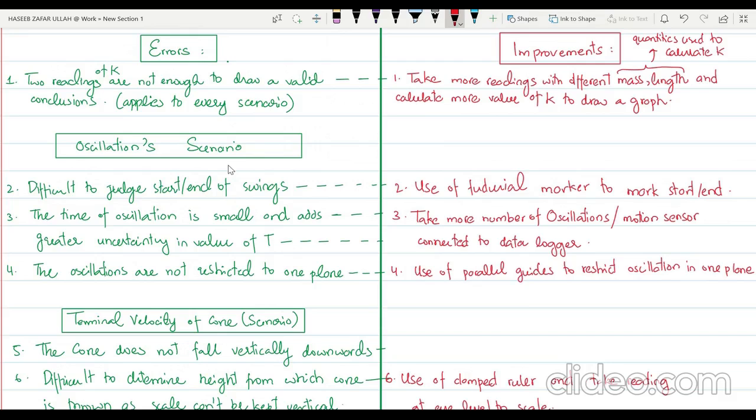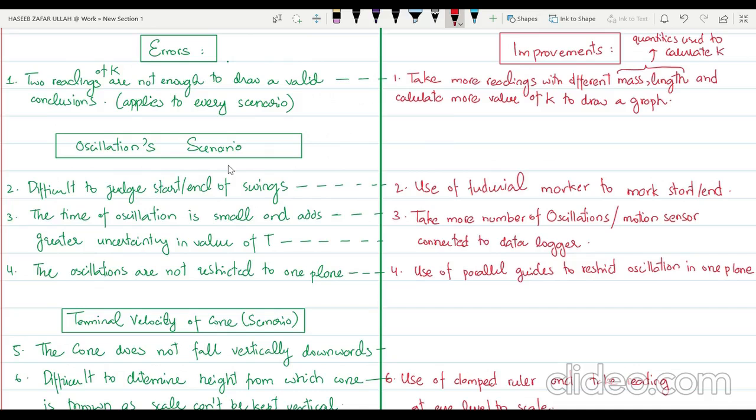The fourth error that can be experienced in this scenario is that the oscillations are not restricted to one plane, and obviously you must have experienced this one or more times in the lab. Whenever you are swinging the bob, it not only moves in one direction, but it also moves to the left and the right, which will definitely cause some error in your results. So what you can use is parallel guides to restrict the oscillation to one plane.